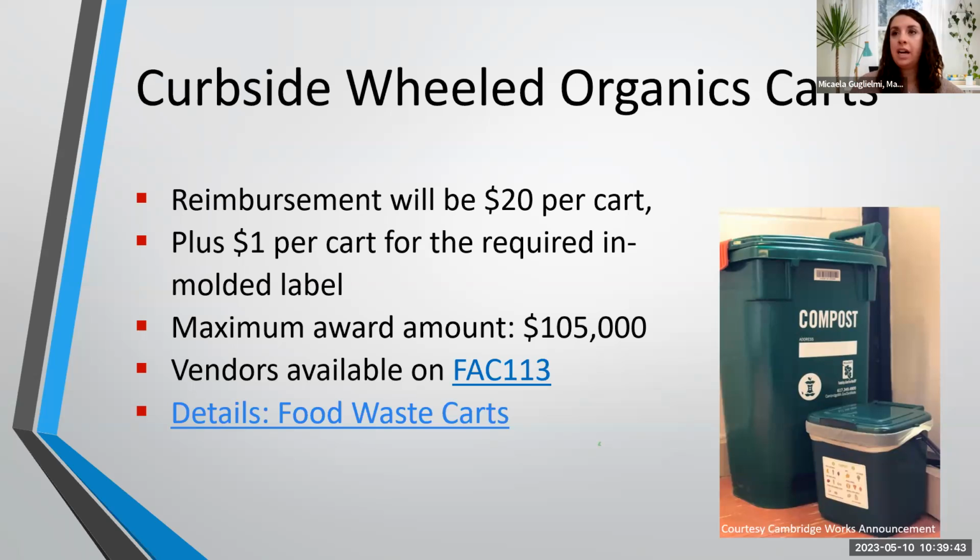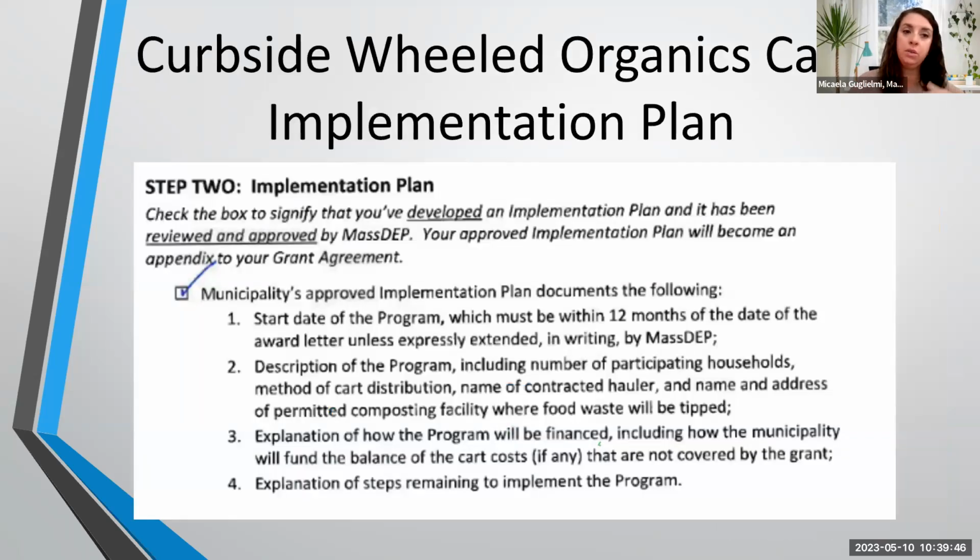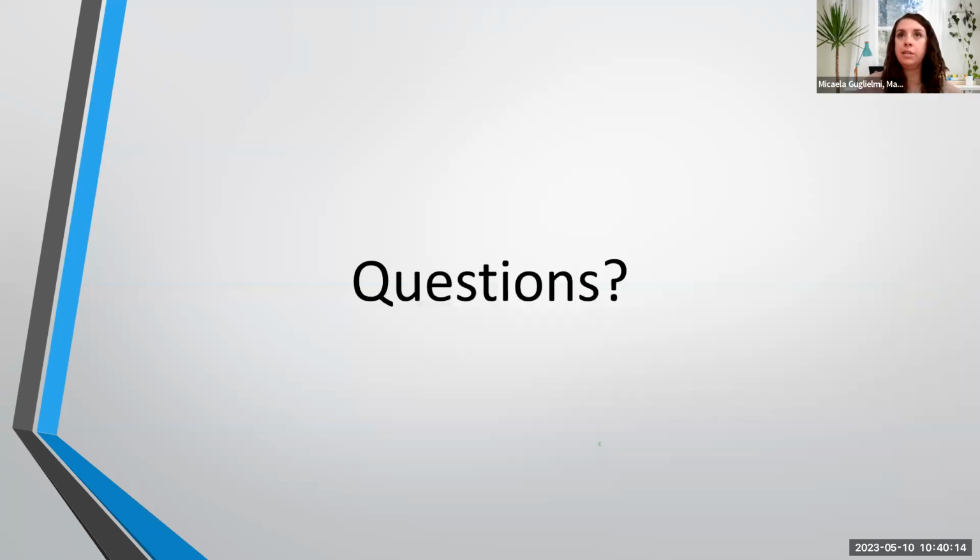So yeah, and then the last thing we just wanted to point out for this grant is if you were awarded, you would have to submit an implementation plan, which we don't require for a lot of our other grants. So it's nothing too complicated. It's just a write-up with these 4 points about the start date of your program, describing the program, talking about financing the program, and any other steps that you'll need for this program. And if anyone has any questions about the certification form or those 2 grants that I went over, we could take questions.